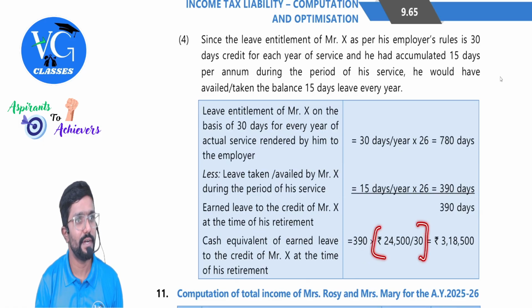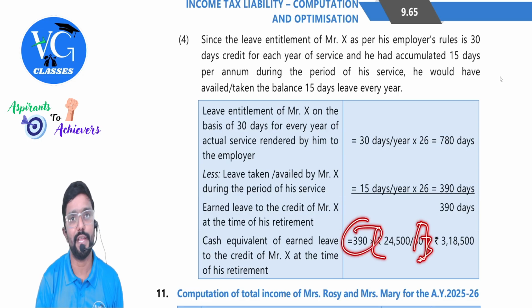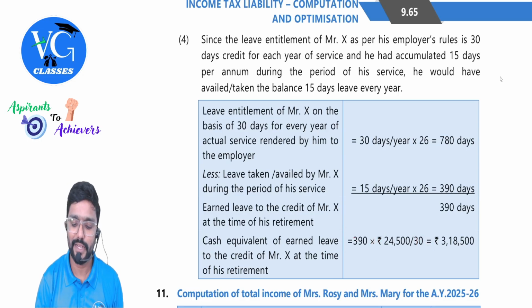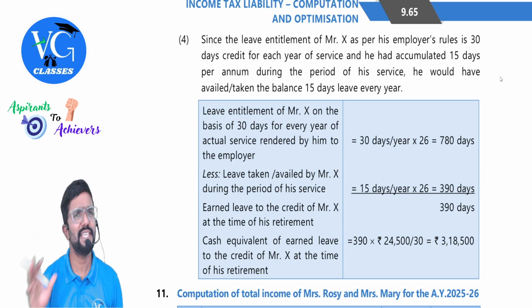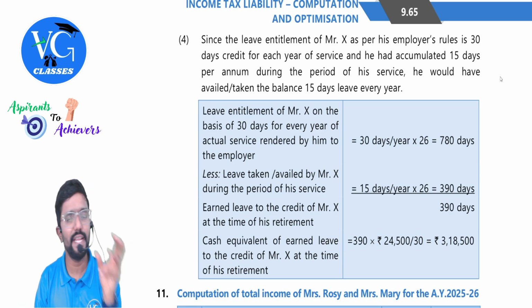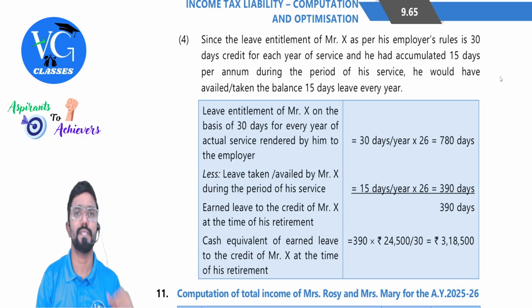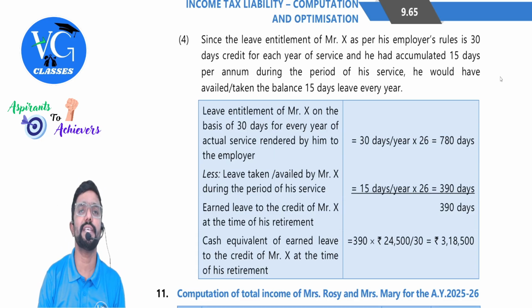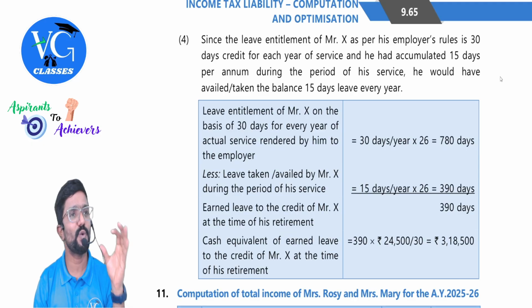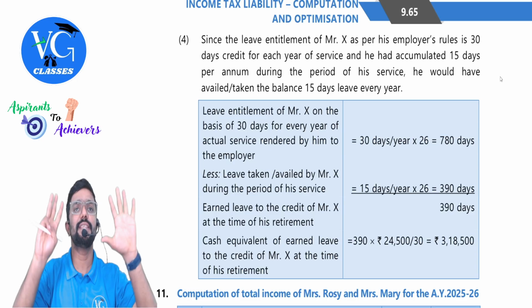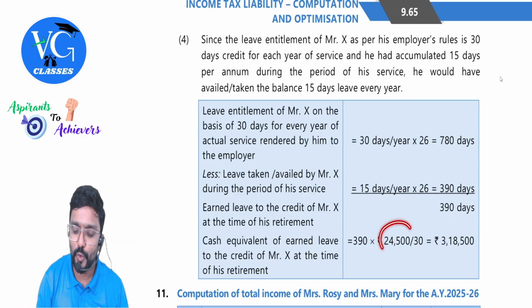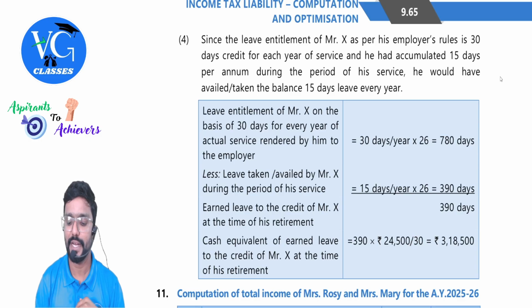24,500 is per month, no? Divided by 30 into number of days. Instead of that, better convert this to months. Easy, I told you guys. He has 15 days leave credit for each year of service. How many years of service has he rendered? 26. So 26 into 0.5 months. What is the leave credit? 13 months. 13 months into 24,500, you get it.